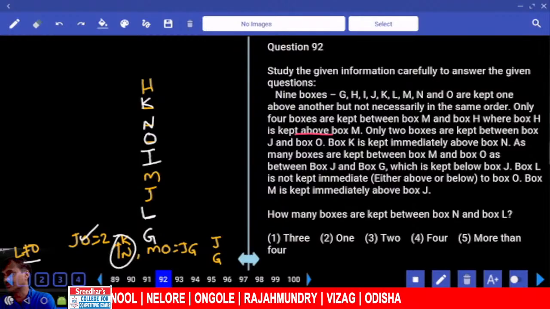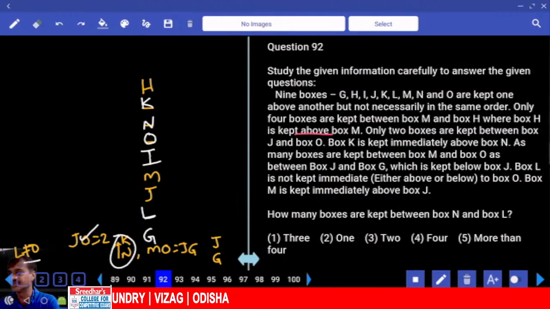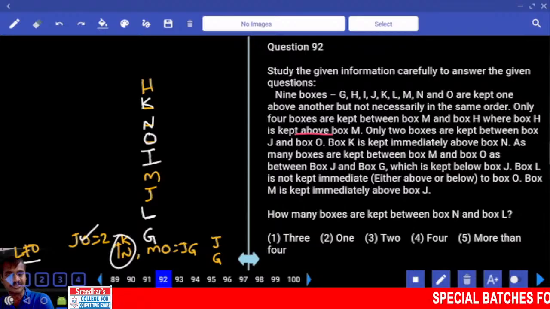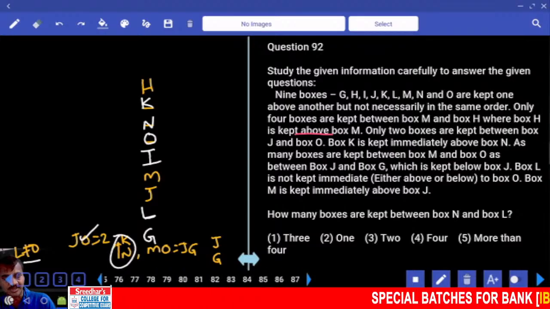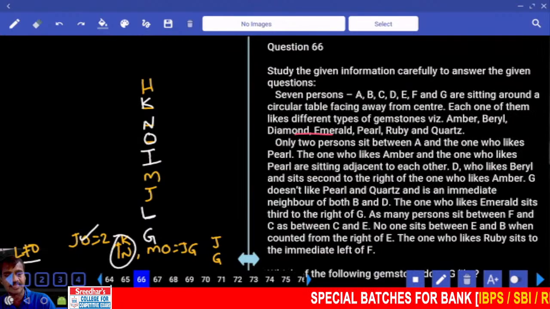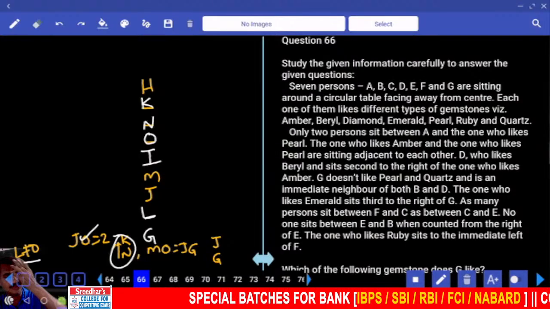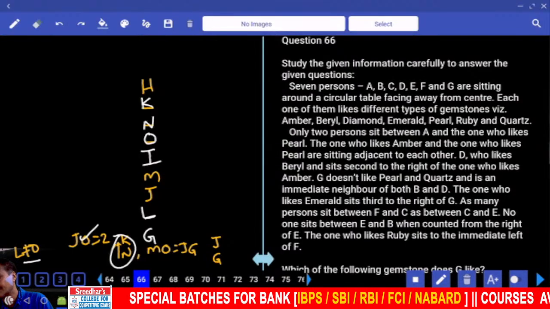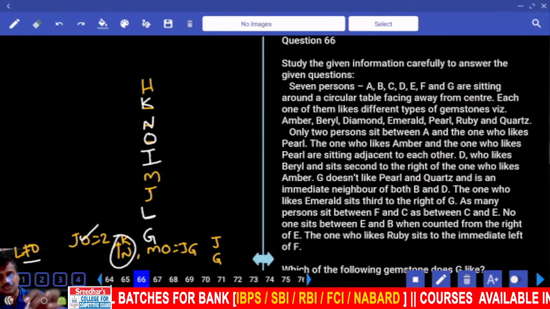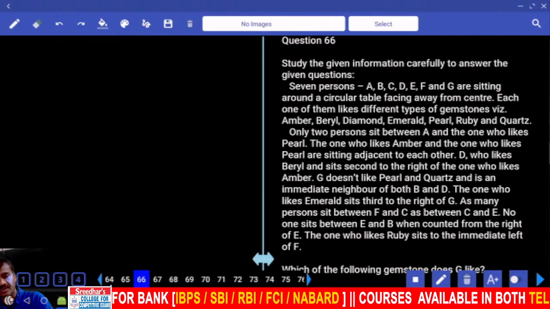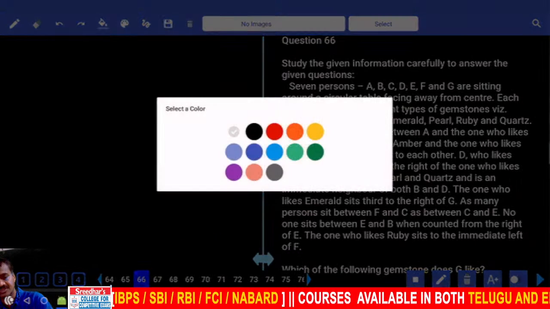Then coming to question number 66 onwards. Finally, if you have time, work out this one, or else you are very much comfortable with the remaining set of questions in this paper. Then 66 to 70. Now here, what is given? 7 persons were seated around a circular table, facing away from the center, and each one of them likes different gemstones as well. Now, let us start working with this.